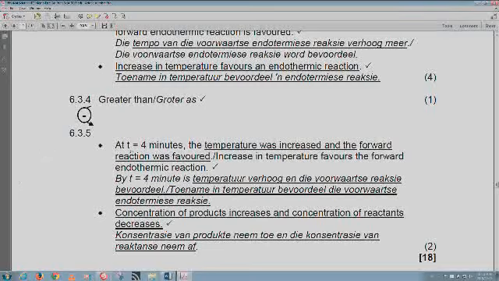The expected answers there are, at t equal to 4 minutes, the temperature was increased and the forward reaction was favored for 1 mark. Or increase in temperature favors the forward endothermic reaction. Therefore, the concentration of the products increases and the concentration of the reactants decreases for the second mark. Then that gives you 2 marks there. That brings us to the end of question 6.